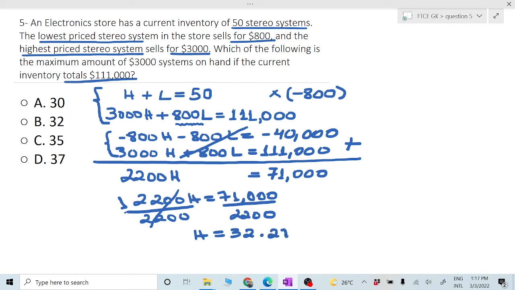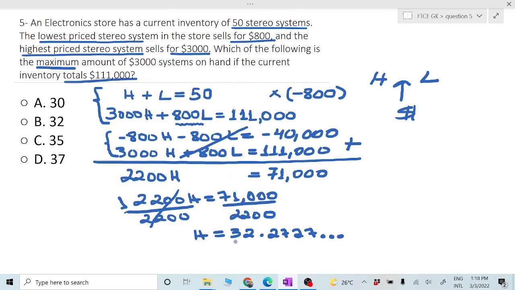like this, a decimal number. And you ask, wait a minute, why am I having a decimal number representing the number of the highest priced system? If it is a system, you don't expect a decimal number. This is correct. Why? Because you have the highest priced system and the lowest priced system, but also an indication that the value of the system is between 800 and 3,000. And that's why the question asks which of the following is the maximum amount of $3,000 systems on hand, because it's a maximum amount.